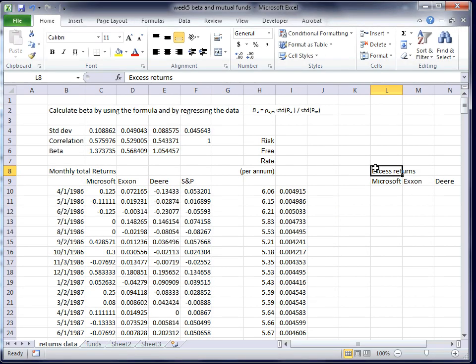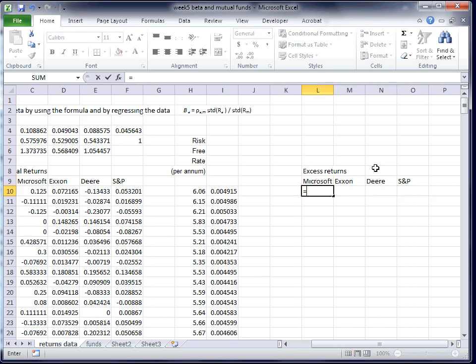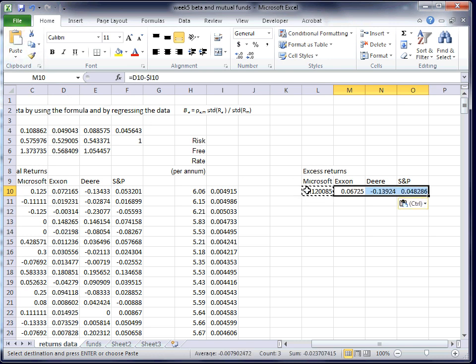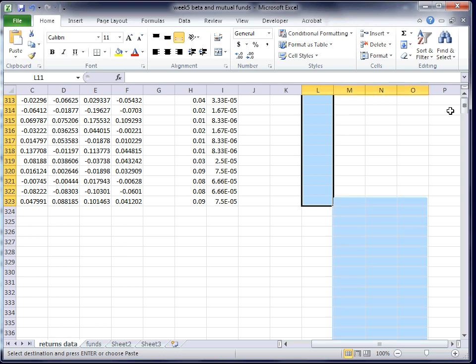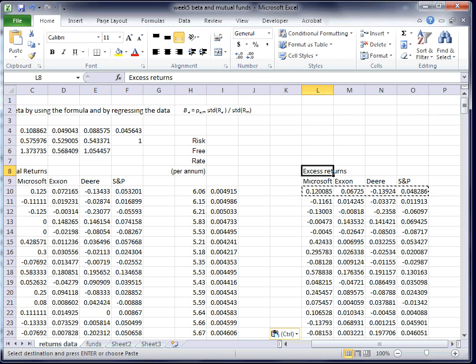We're going to put our excess returns over here. So I have labeled columns excess returns, Microsoft, Exxon, Deere, S&P. What each one of those columns are going to be is Microsoft return minus our risk-free rate. And here we're always going to want the column to remain the same. So I'll put a dollar sign by the 1. Copy this over. Then copy it down. And there we have our excess return calculations.